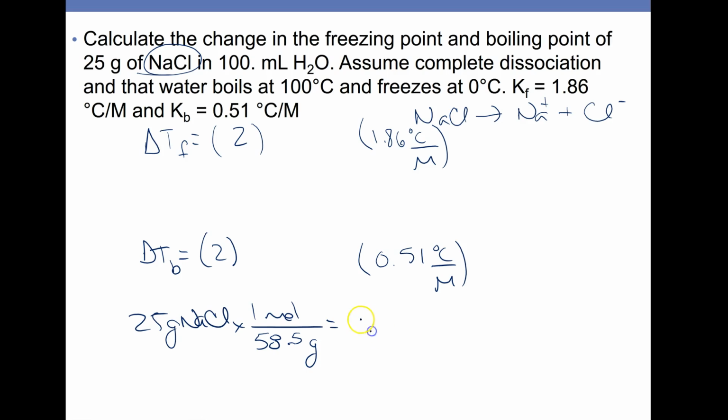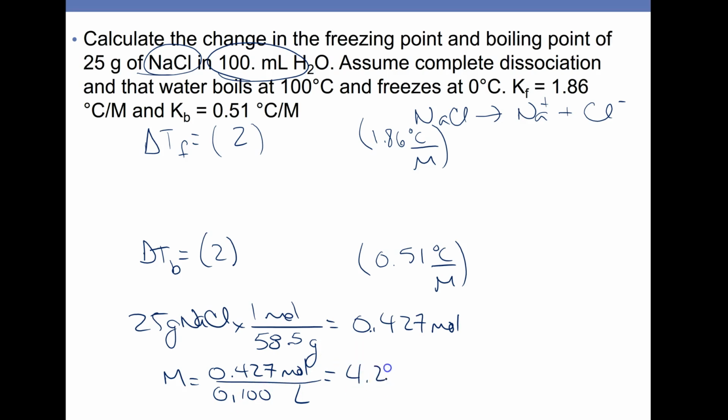You get 0.427 moles. To find molarity, you take the moles and you divide by the liters of the water, 0.100. And you get a molarity of 4.27. That number goes here, and that number goes here.